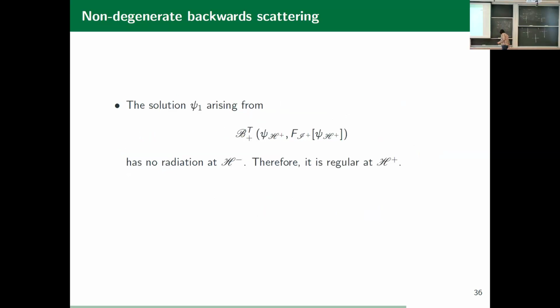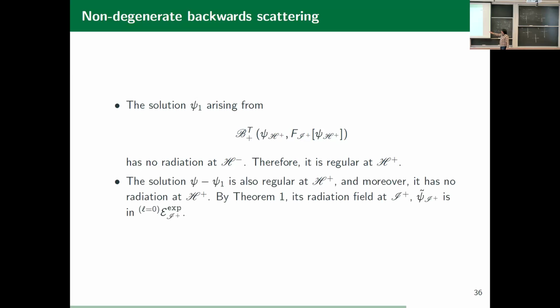So first, I'm going to take CH plus and then pair it with F scri plus CH plus. And that pairing will give me a solution which has no radiation at H minus and is finite energy, which means it's regular at the event horizon.